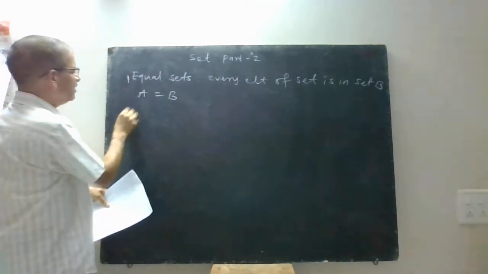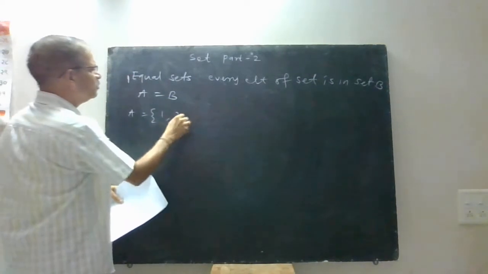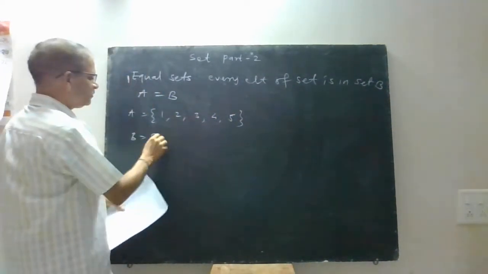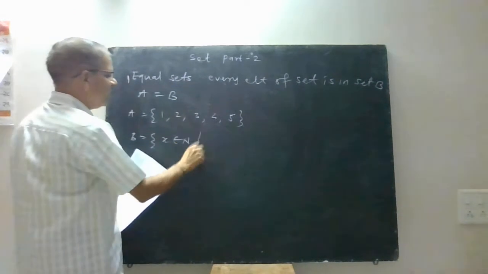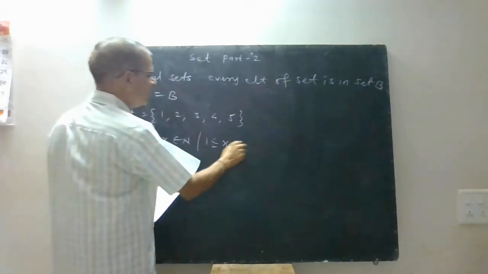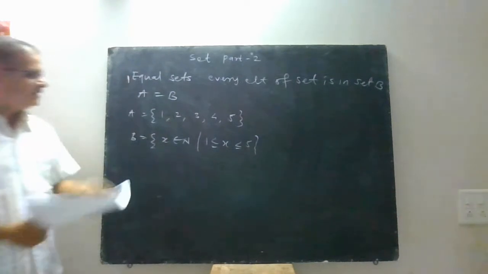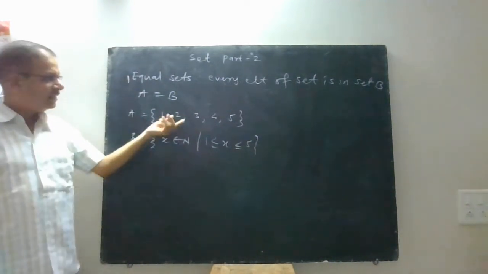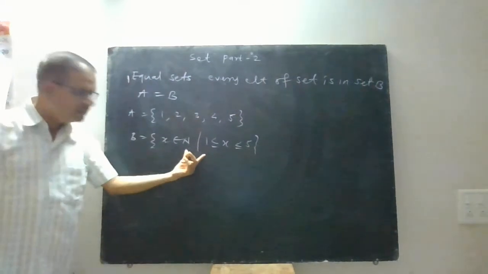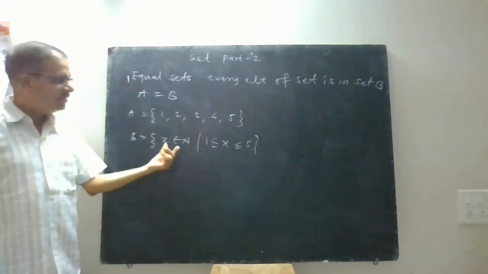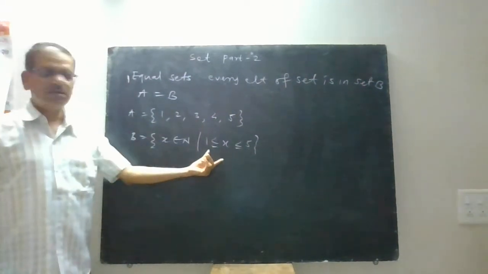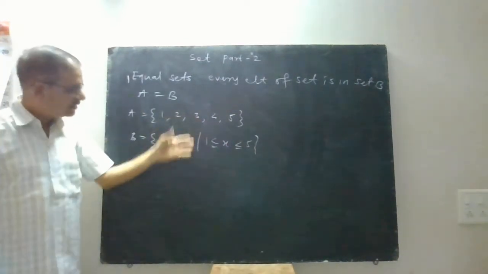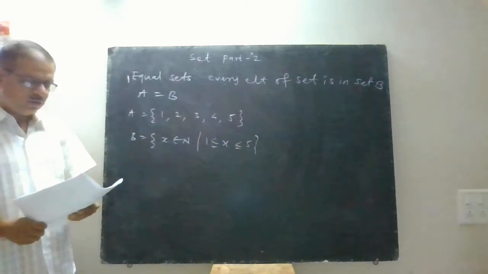Now, for example, suppose A is the set {1, 2, 3, 4, 5}, and suppose B is the set {x belongs to N such that 1 ≤ x ≤ 5}. You can observe that this is the list method of writing the set and this is the rule method of writing the set. In this set there are only 5 elements: 1, 2, 3, 4, 5. These are natural numbers from 1 to 5. So these two sets are said to be equal sets.